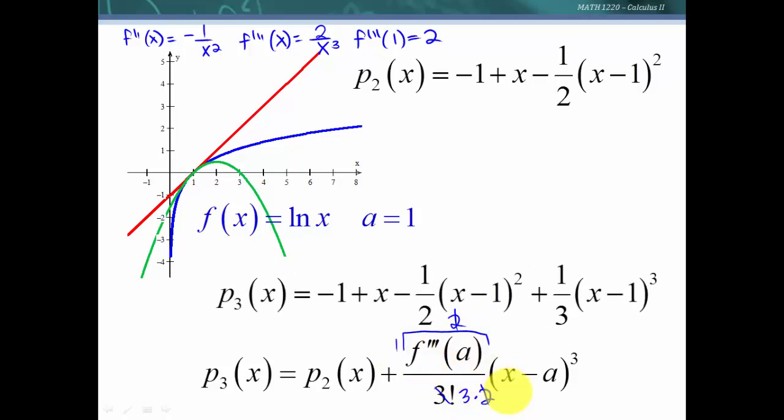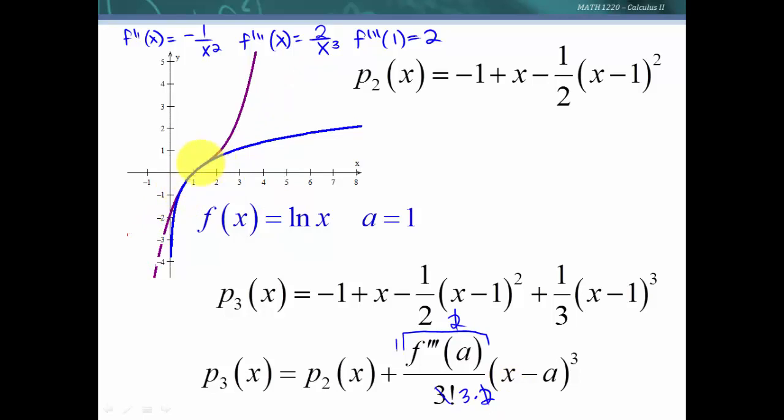So here is our polynomial of degree 3. And what this is going to do is approximate the natural log around the value of 1. So let's go ahead and put that on our graph. We can see we've done a better job. Let's take off our first two approximations so we can see it a little better.